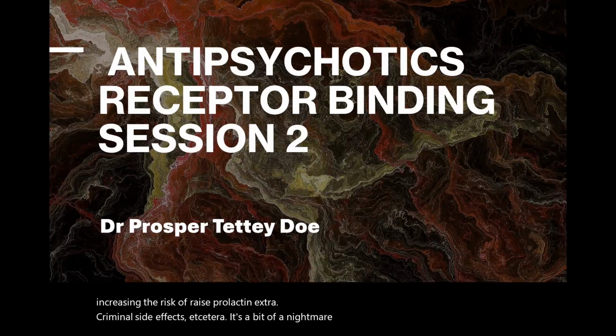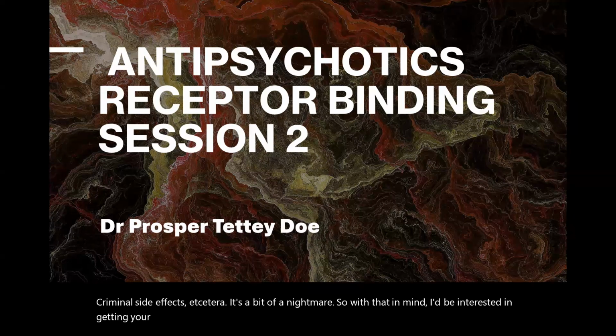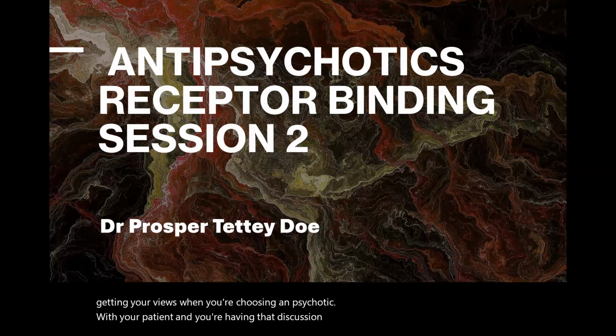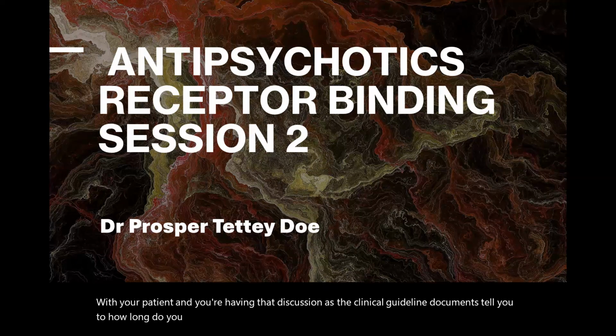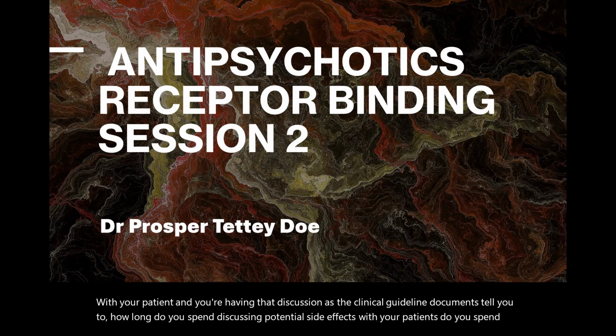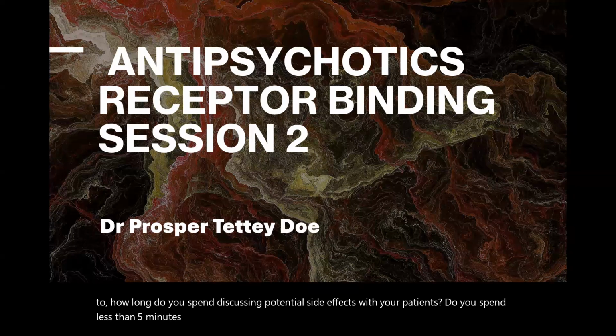So with that in mind, I'd be interested in getting your views. When you're choosing an antipsychotic with your patient and you're having that discussion as the clinical guideline documents tell you to, how long do you spend discussing potential side effects with your patients? Do you spend less than 5 minutes, between 5 and 15 minutes, between 15 and 30 minutes, 30 minutes to an hour, or more than an hour?